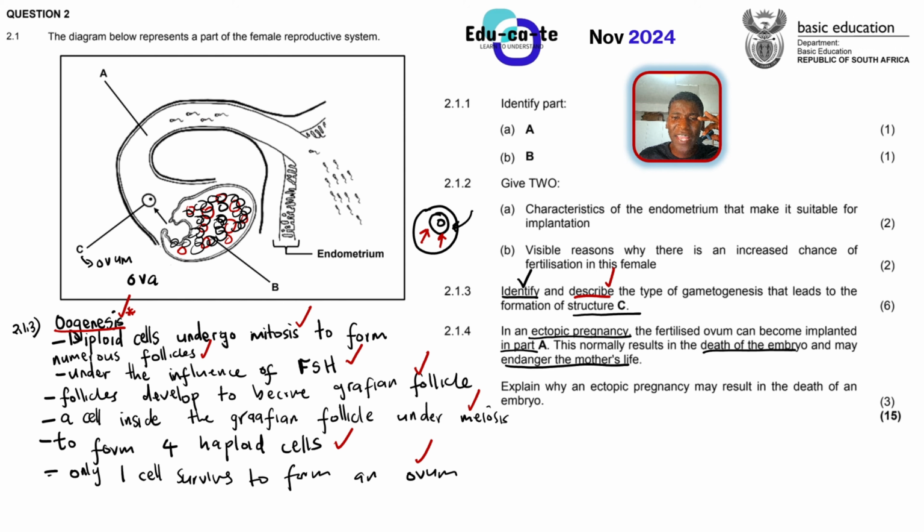Now explain why an ectopic pregnancy may result in the death of the embryo. Remember, for the ectopic pregnancy, they have said that here the fertilized ovum, which is the zygote basically, in practical terms it is the zygote, is going to implant in part A. And according to our labels earlier on, remember that part A, it was a what? It was a fallopian tube. So part A is a fallopian tube.